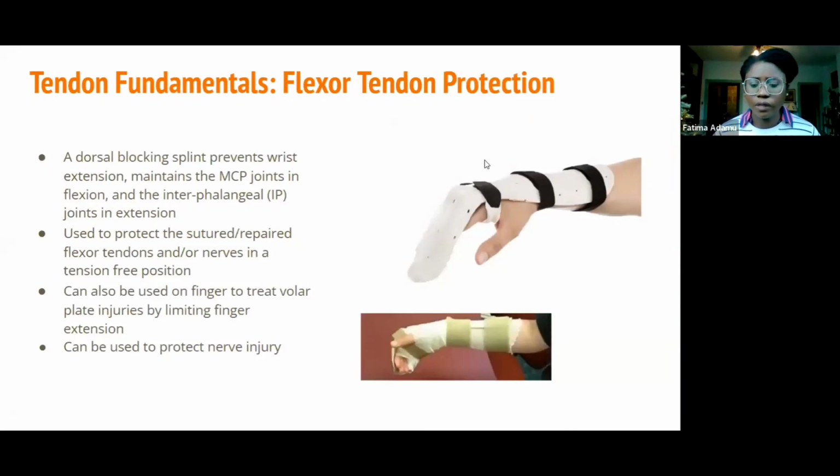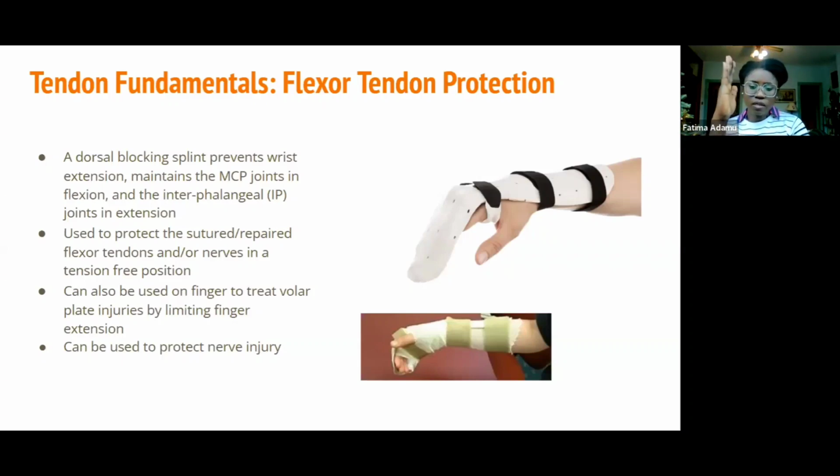There we go. Okay. Flexor tendon protection. This is the position I was talking about. This would place a patient in a position that would avoid excessive tension on those flexors, right? These metacarpophalangeal joints would be flexed. And then we're trying to extend these interphalangeal joints here because they have a tendency to get stuck in a stiff position.